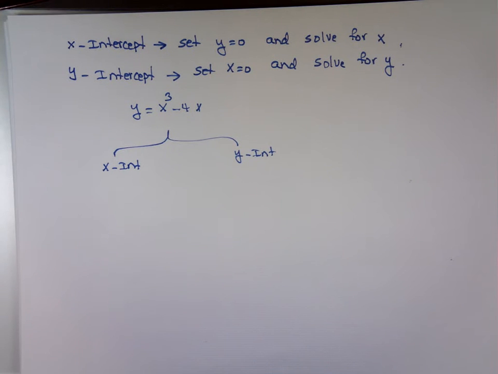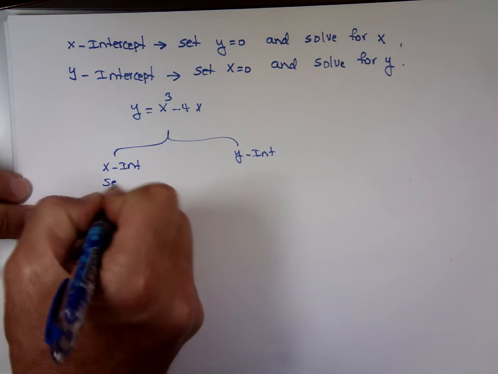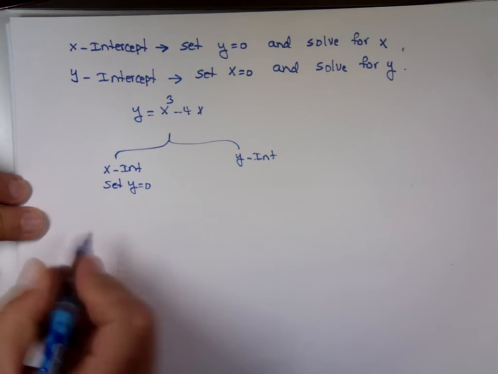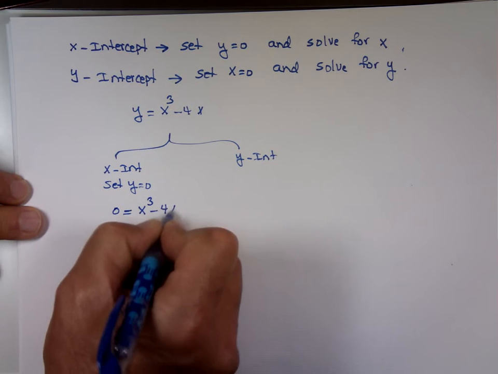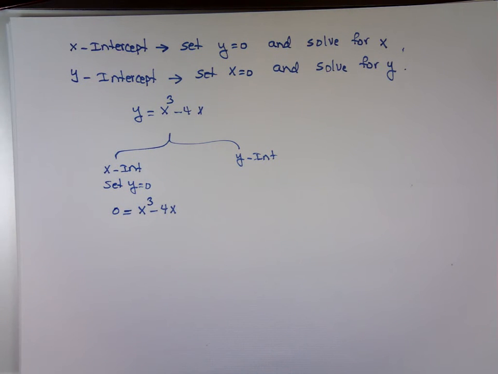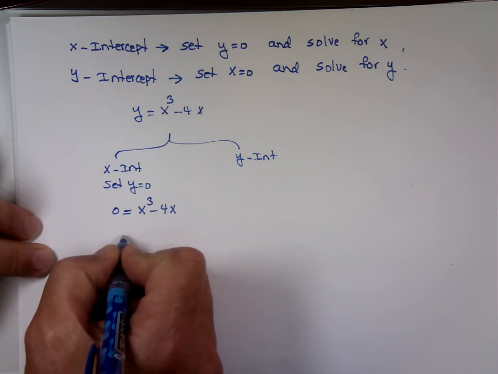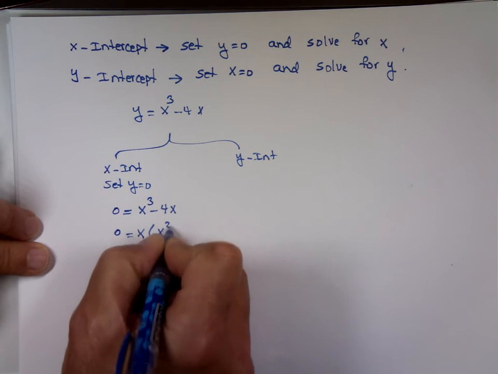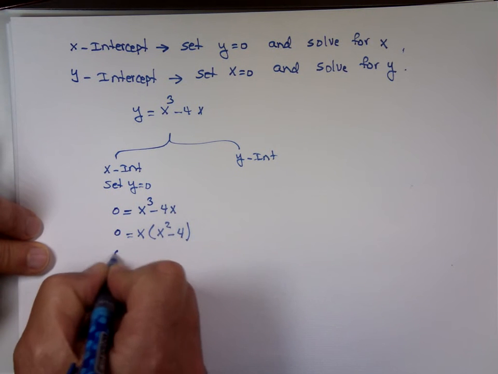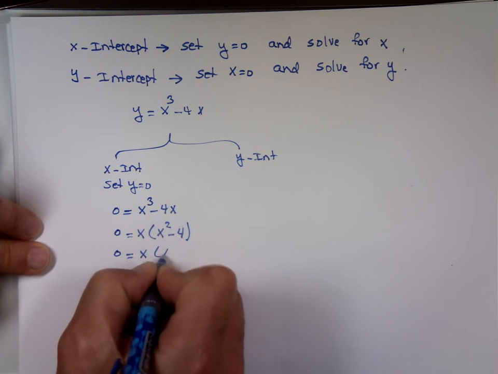So the x-intercept, what do we do? Set y equal to 0. So 0 equals x cubed minus 4x. How do we solve this for x? Factor, absolutely. Notice you can factor an x out. If you factor an x out, what's left? X squared minus 4. Can you factor x squared minus 4? Yep, that's x minus 2, x plus 2.